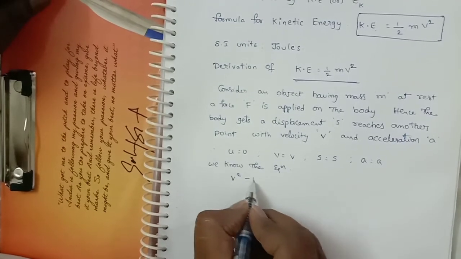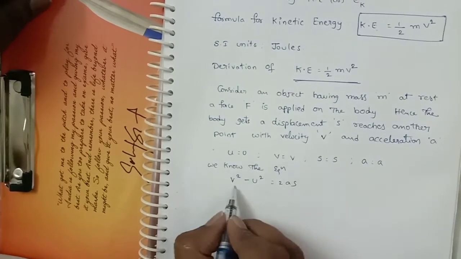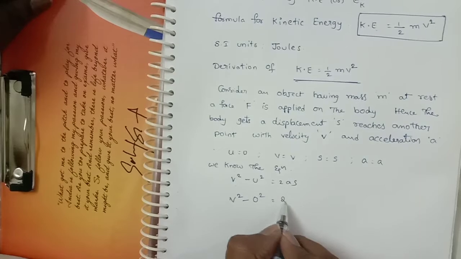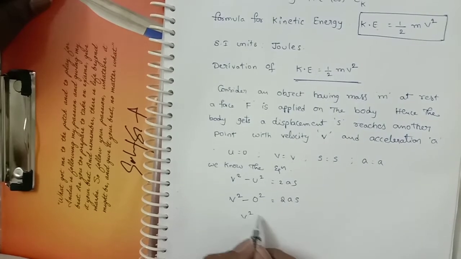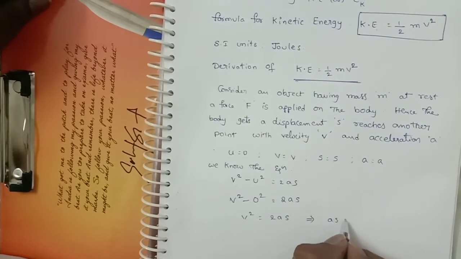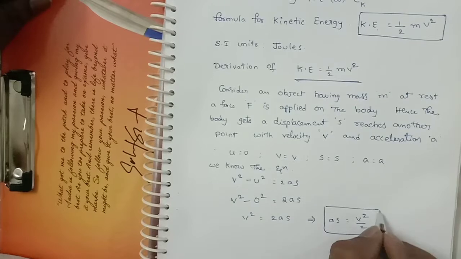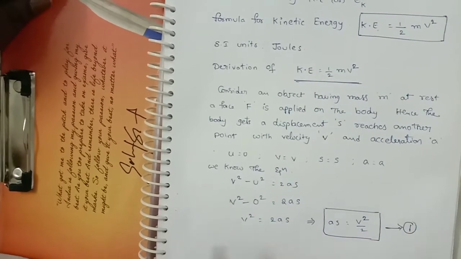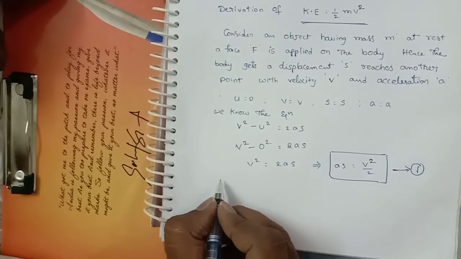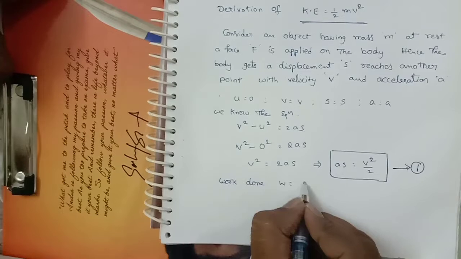We know the equation of kinematics, that is v square minus u square is equal to 2as. By substituting the above values, the equation changes to v square minus 0 square equal to 2as, that is v square equal to 2as, and as is equal to v square by 2. It is our equation number 1.